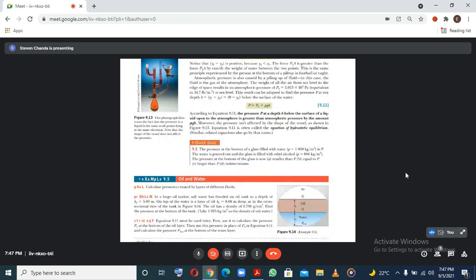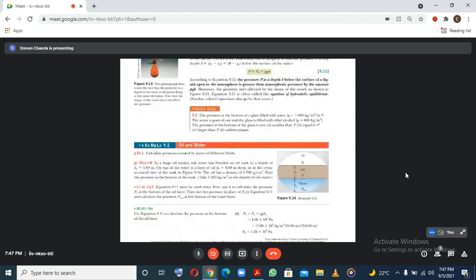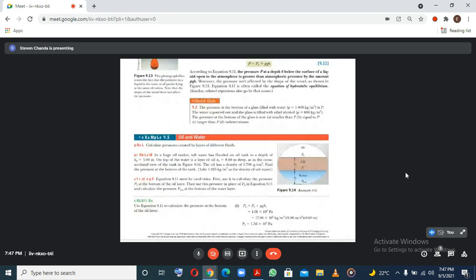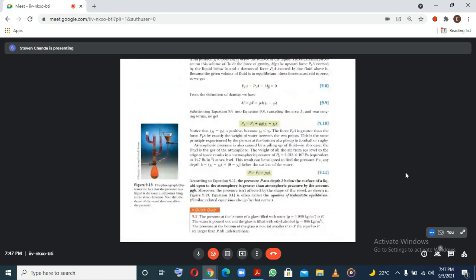So there is just the derivation, but not really an issue. What's very important is just to understand this particular equation before we can solve that example. According to equation 9.11, the pressure at a depth h below the surface of the liquid open to the atmosphere is greater than atmospheric pressure by the amount ρgh.